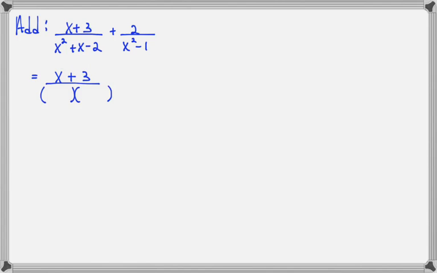First times first is x times x. The signs need to be different. And last times last needs to be 2 times 1. The 2 needs to go here so that outer plus inner can be positive 1x. For my second fraction, I have x squared minus 1, so that's a difference of squares, and the factoring will be x plus 1 times x minus 1.